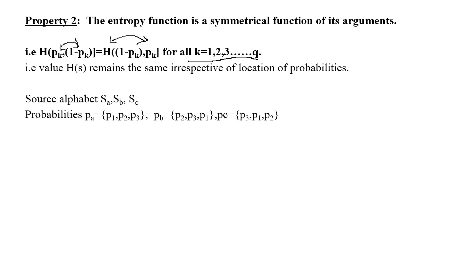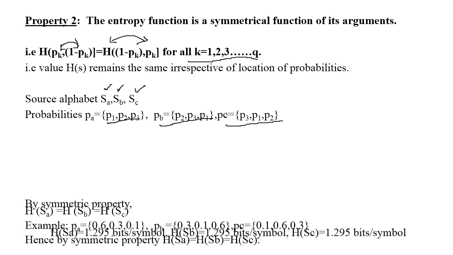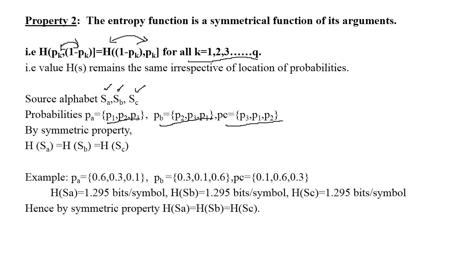We'll consider an example where we have sources SA, SB, SC. Let the probabilities of the first source be P1, P2, P3. The second source has the probabilities P2, P3, P1, and the third source, SC, has the probabilities P3, P1, P2. We'll take a numerical example. As per the symmetric property, H(SA) should be equal to H(SB), which should be equal to H(SC).